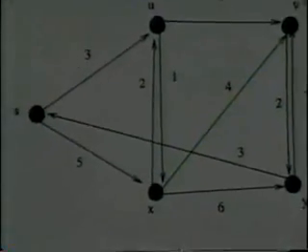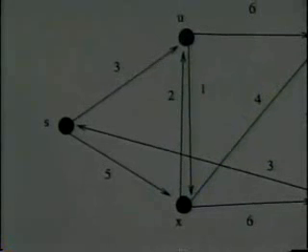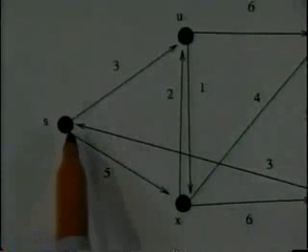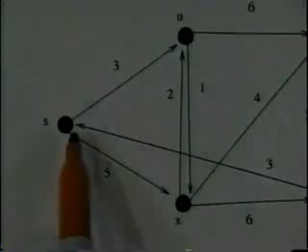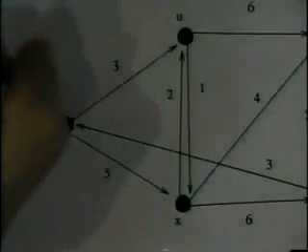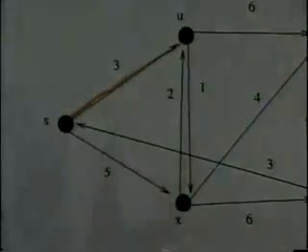Here is our graph. We're going to start from vertex S. First edge that we're going to pick up in Dijkstra's algorithm: going from S to U. That's forced. There's no choice about it. I can either pick 3 or 5. Which is cheaper? 3.